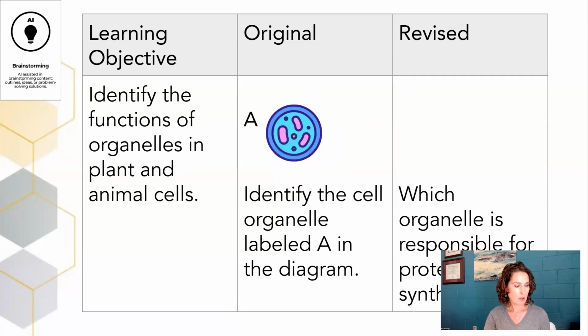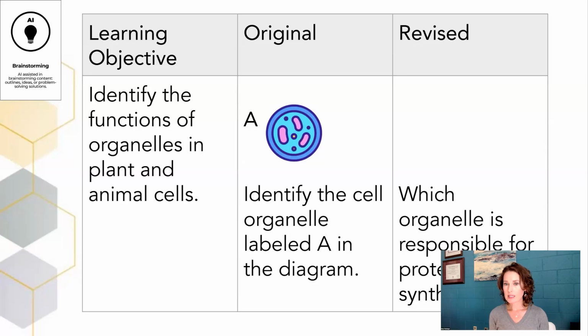I want to look at another example. This is a biology example. If the learning objective is to identify the functions of organelles in plant and animal cells, so again, we're not identifying them by sight. We're not identifying what different structures look like. The learning objective is I need my learners to know what are the functions of the organelles.